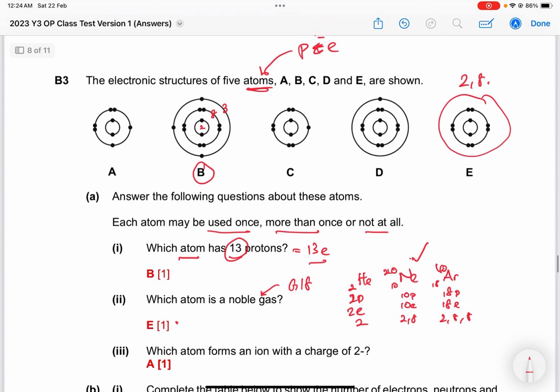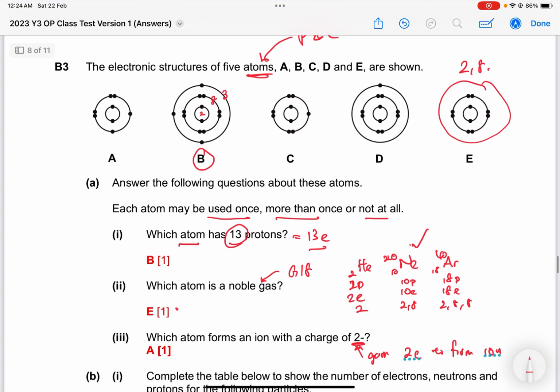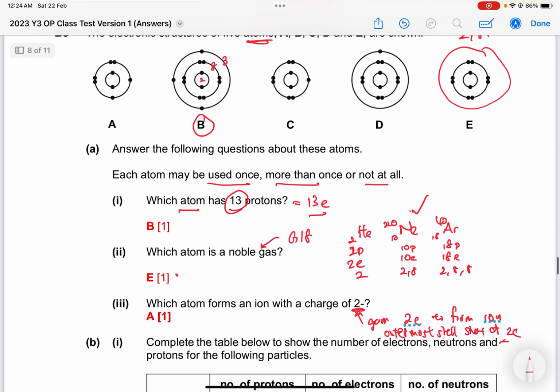Okay. Next one, which atom forms an ion with a charge of 2 minus? So 2 minus actually means that it will gain 2 electrons to form the ion. Okay. For it to gain 2 electrons to form ions, in general, this means that the outermost shell is short of 2 electrons. Short of 2 electrons to be fully filled.